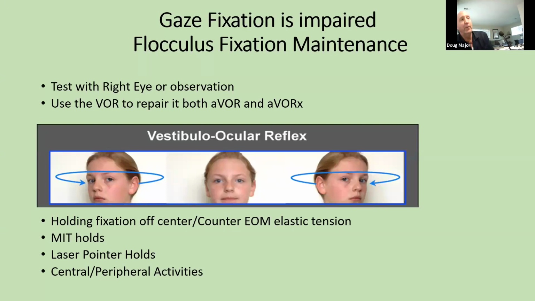So gaze fixation is prepared. Again, we talked about that as far as flocculus, and it's tested with the RightEye or observation. And we use the VOR to repair it, both the angular and the cancellation VOR, holding a fixation off center to counter that ocular muscle elasticity. MIT, the macular integrity tester, and the laser pointer hold, particularly looking straight ahead and just holding the eyes still. And then central and peripheral activities.